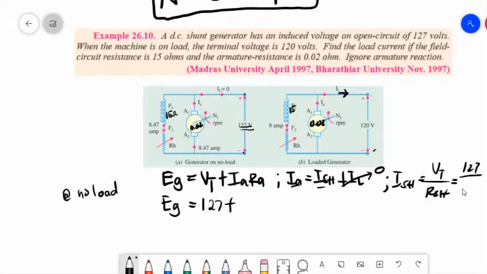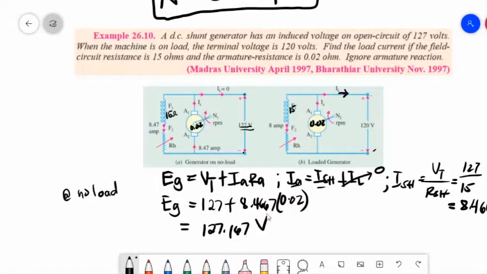127 divided by 15. So, that is equal to 8.4667 amperes. So, 8.4667 times our RA, which is 0.02. Our generated voltage will be equal to 127.167 volts. This is on no load.